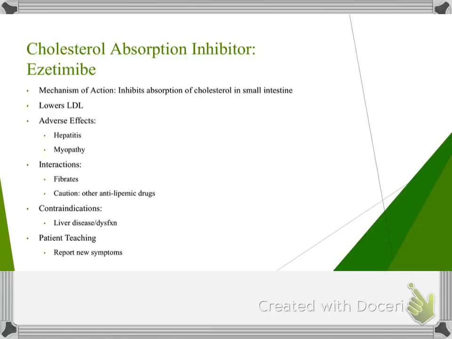So as nurses, we're going to monitor for muscle soreness, and we are going to check CK levels if they report any muscle soreness. We're going to teach our patients the signs and symptoms of myopathy and to report any signs and symptoms that they see. Interactions: fibrates, and then caution with other anti-lipemic drugs. So patient teaching basically is report new symptoms, okay? If they notice anything new, especially that could be liver related or muscle related, they need to go ahead and report that to the prescriber.